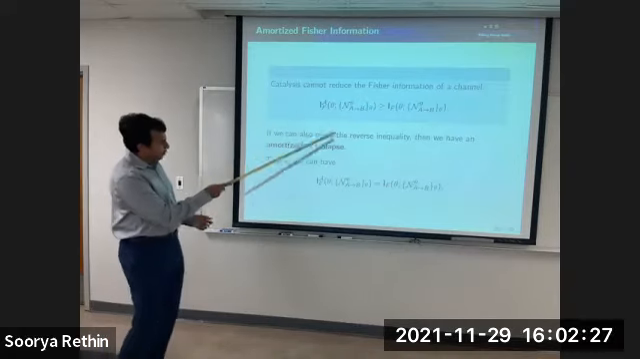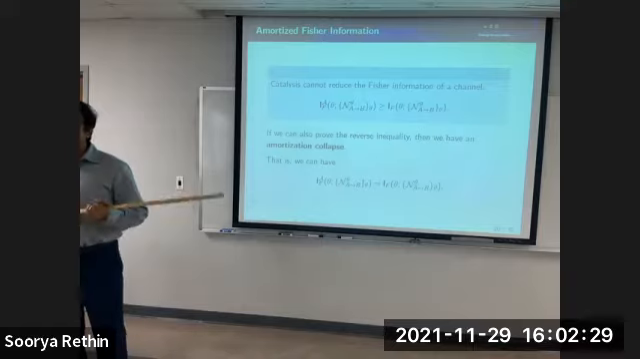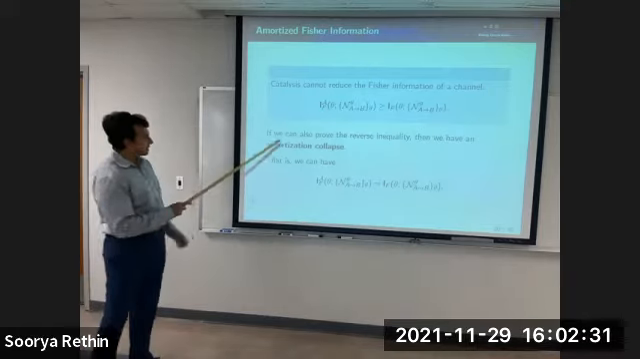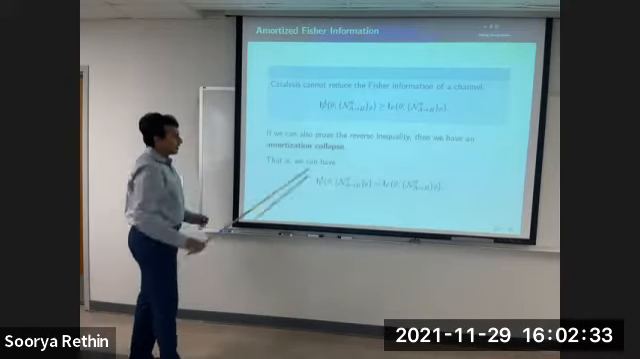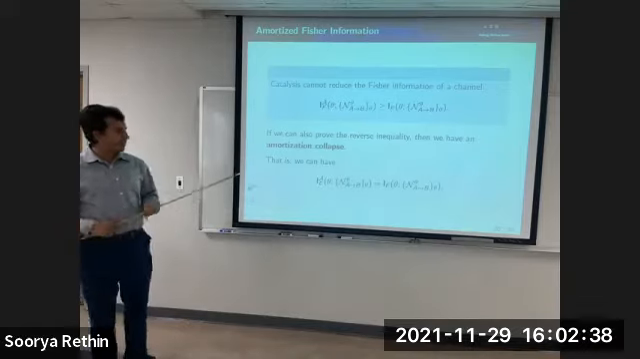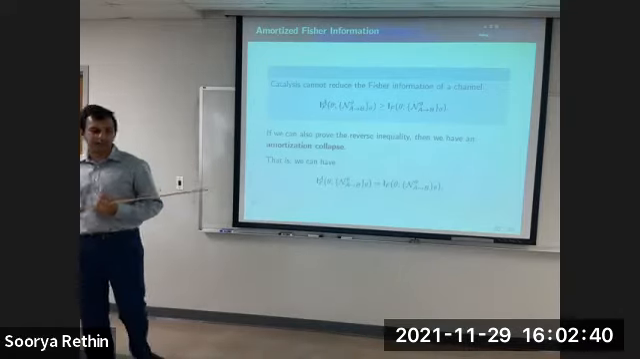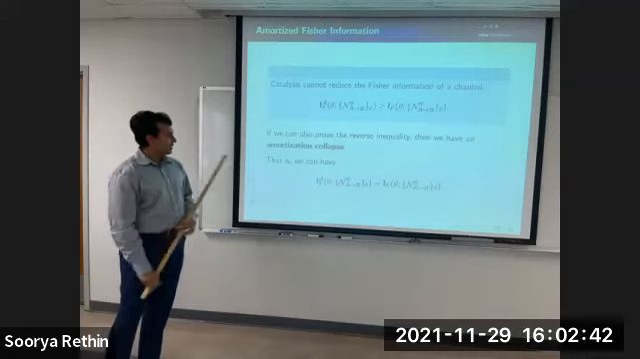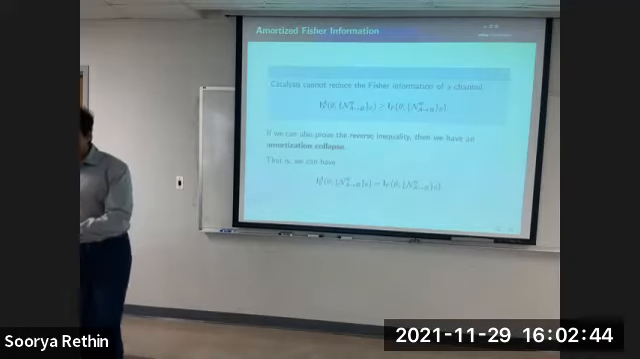And if we have both of those inequalities holding for a certain Fisher information, we have equality. This equality is what is known as an amortization collapse, and that terminology again was introduced in that paper of Mark and others. Why is an amortization collapse important?